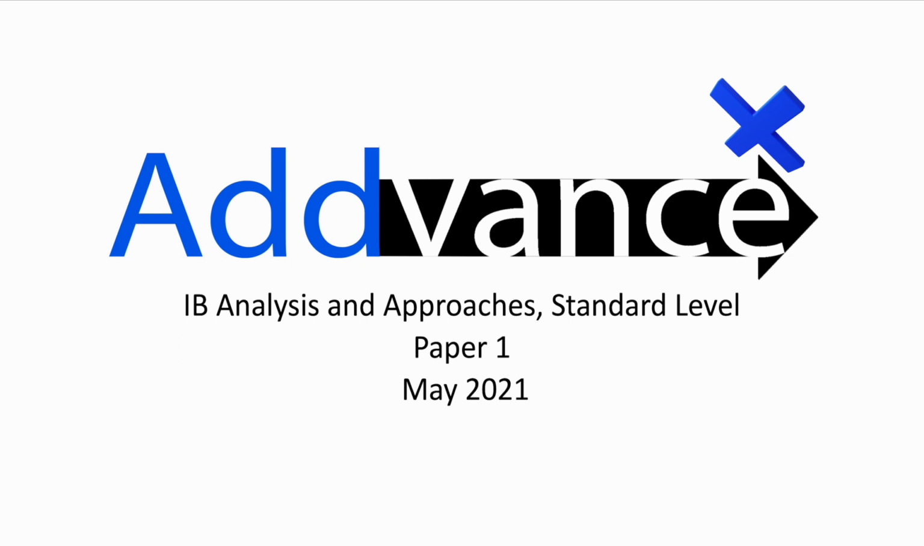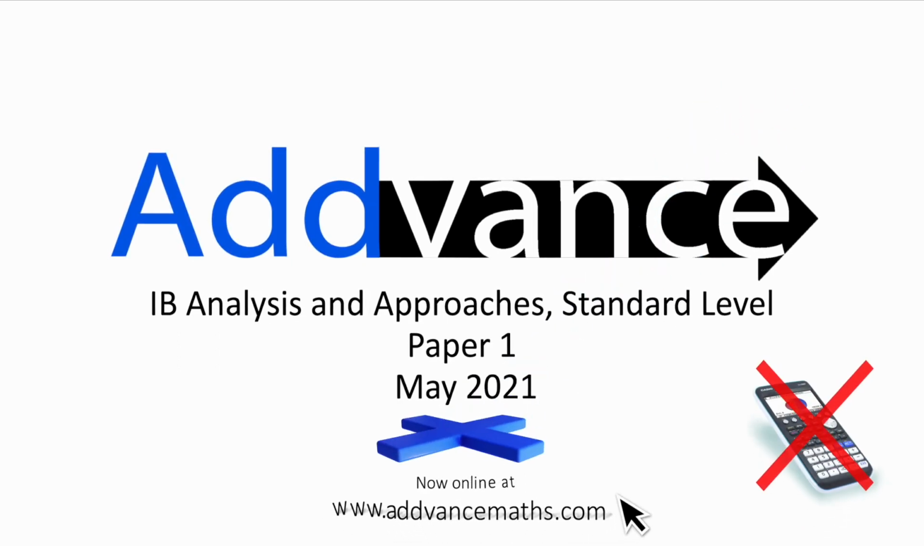Hello everybody and welcome back to Advanced Maths. Today we're looking at the IB Analysis and Approaches Standard Level Paper 1 from May 2021. I've linked this down in the description below where you can download it from my website. This is a non-calculator paper, so we won't be using a calculator for any calculations today.